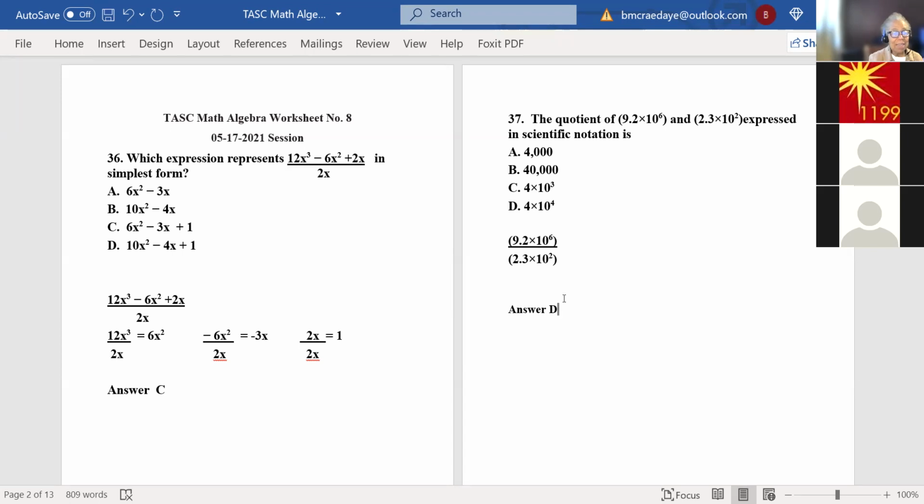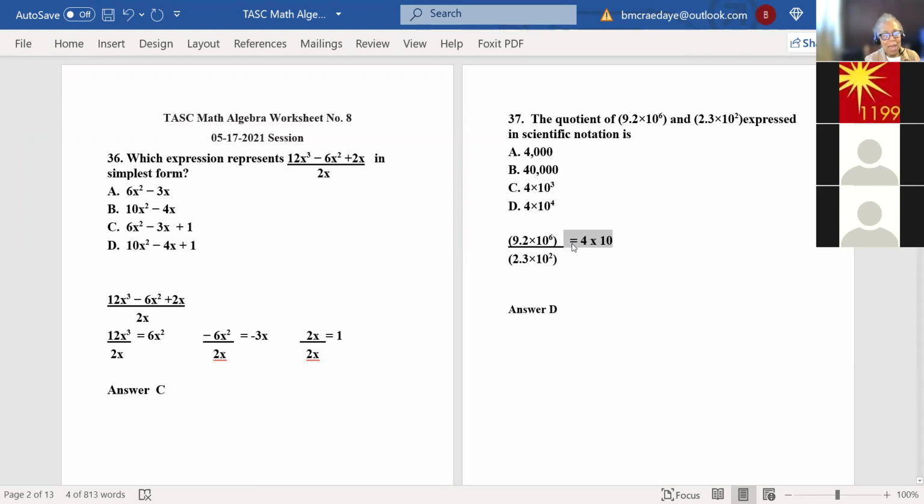And when you divide 9.2 by 2.3, what does that give you, Maureen? I get 4. You get 4. And what times 10 to the what? I didn't get that order, I only get the 4. Well, you subtract exponents when you divide, right? So why did you say it was D, because the 9.2 had the highest power?